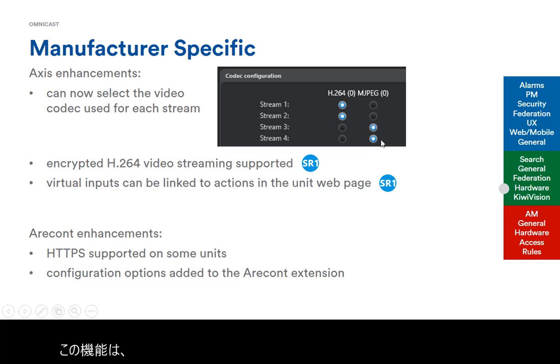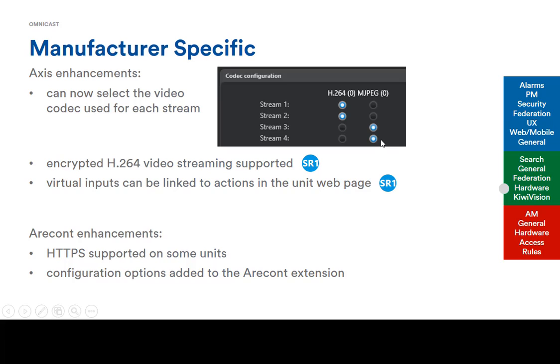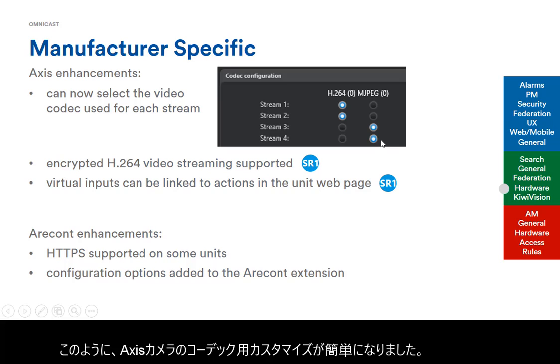So this is nice if you're using streams for particular applications, and in some cases Motion JPEG, you may want to use that for your remote or something like that, where it's a little less dependent on frame drops and things like that. So you can customize it really for your Axis cameras.